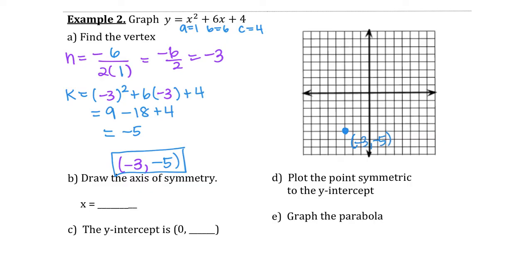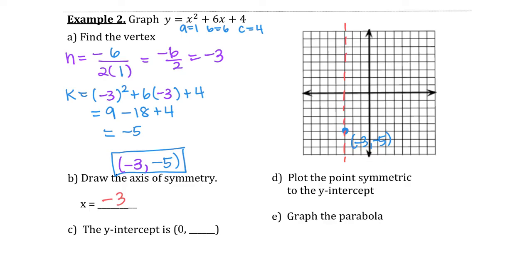Okay, now the axis of symmetry goes through the vertex. It's dashed. It always starts with x equals. So in this case, it's going to be x equals negative 3. And again, I can get that from the graph because that's where it's intersecting the x-axis, or I can get it from the x-coordinate of the vertex.